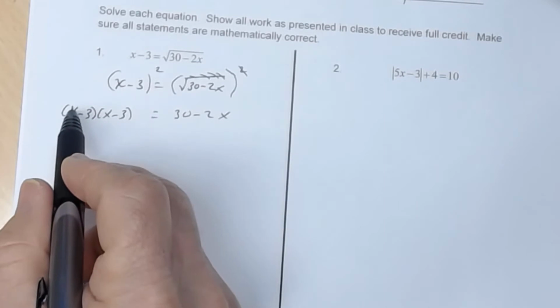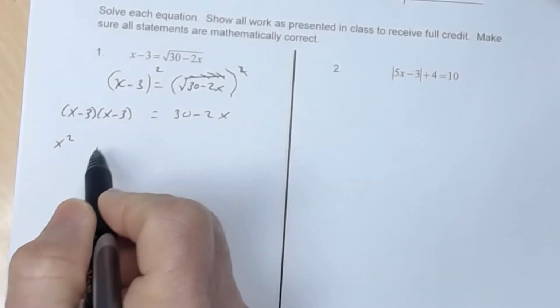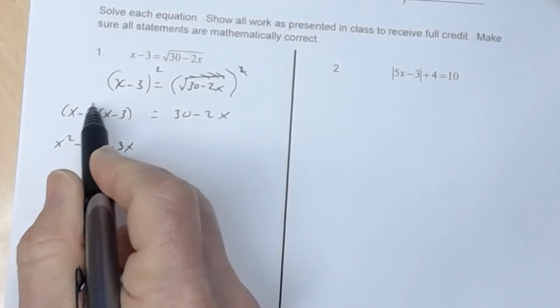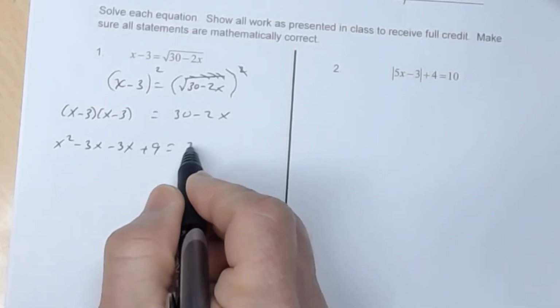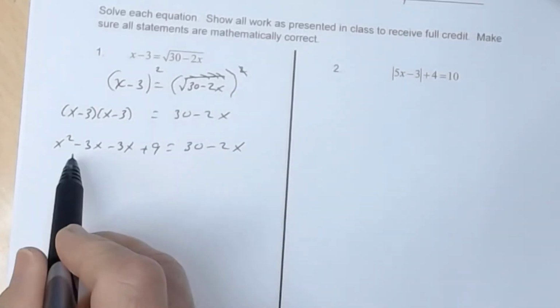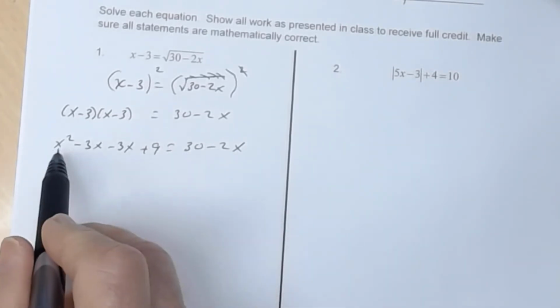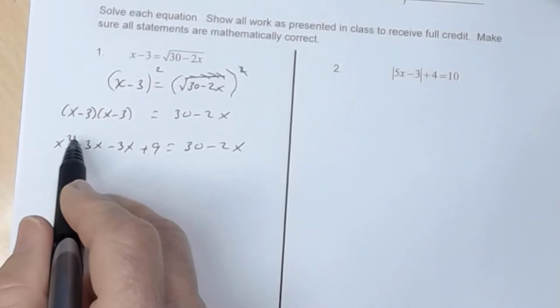So using FOIL, x times x is x squared. The outer is negative 3x. The inner is negative 3x. And the last is a negative 3 times a negative 3, which is a positive 9. And that's equal to 30 minus 2x. Combining like terms, now notice I have this quadratic equation now. So this is a quadratic equation because the largest exponent is 2.